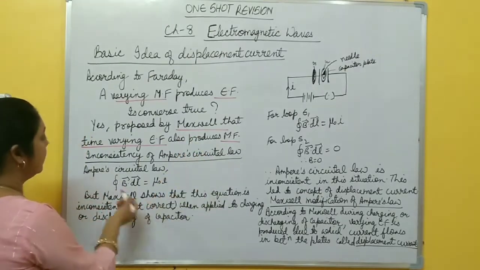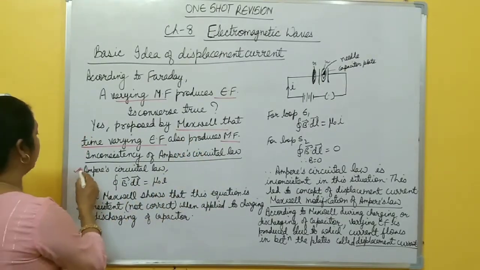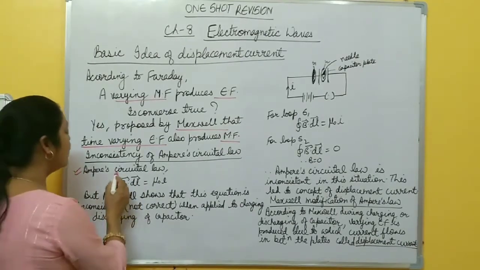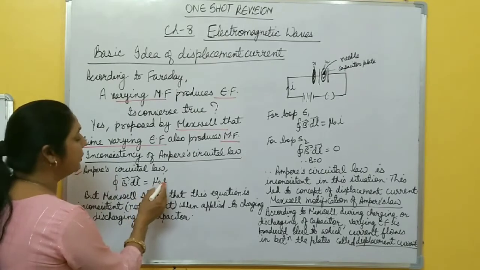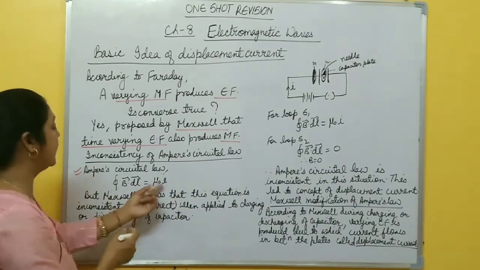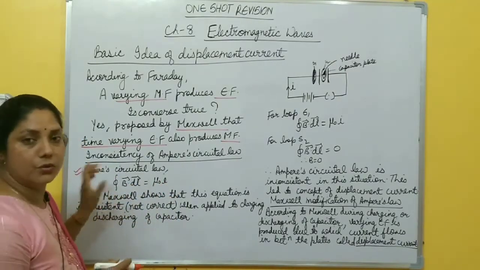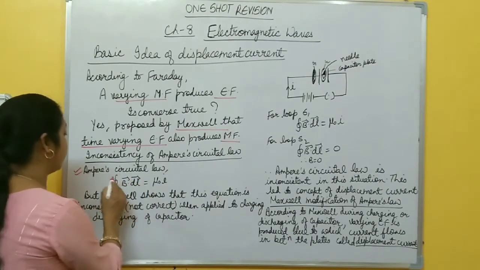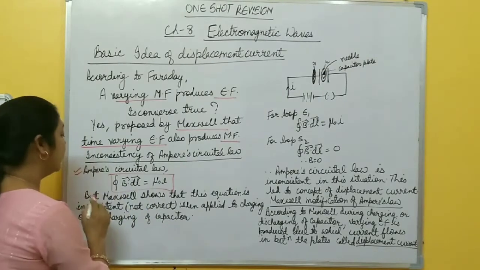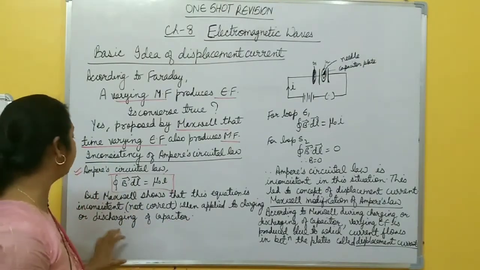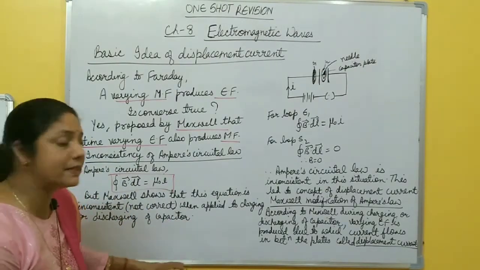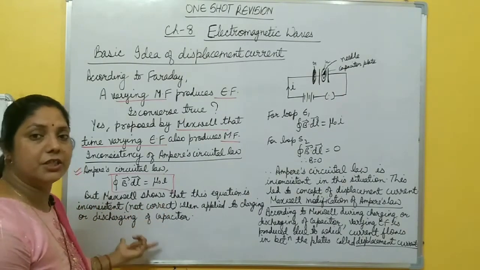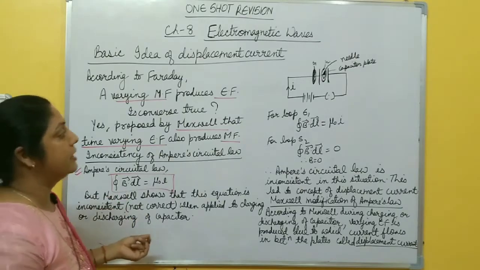So first he used Ampere Circuital Law. You know what we mean by Ampere Circuital Law? Closed integral of B dot dl equal to mu naught I inside. I is the current which flows through this closed loop, right? But Maxwell showed that this equation, Ampere Circuital Law, is inconsistent when applied to charging or discharging of a capacitor. Inconsistent means it's not correct when it is applied to charging or discharging of a capacitor.